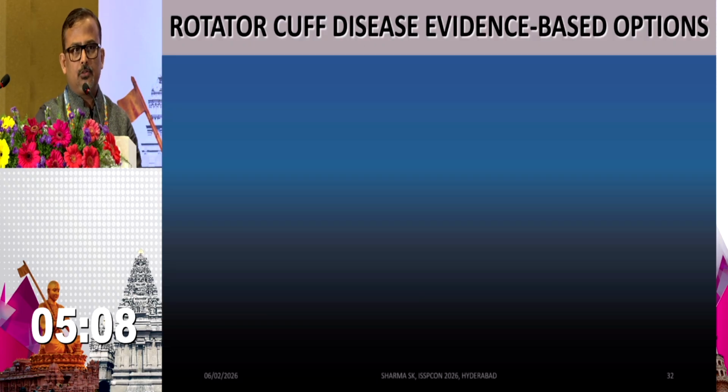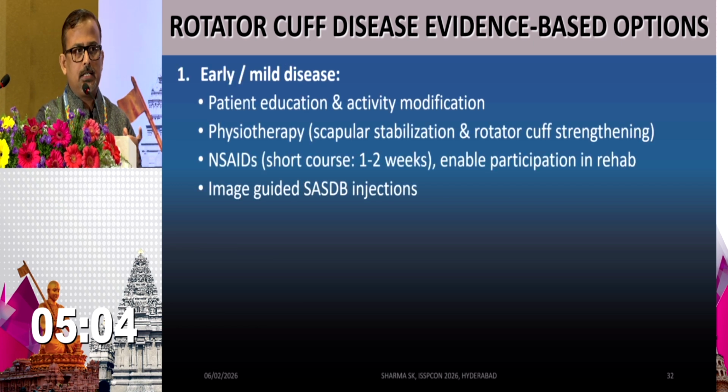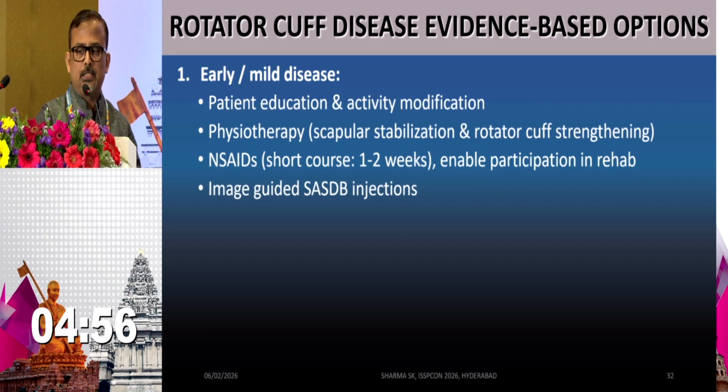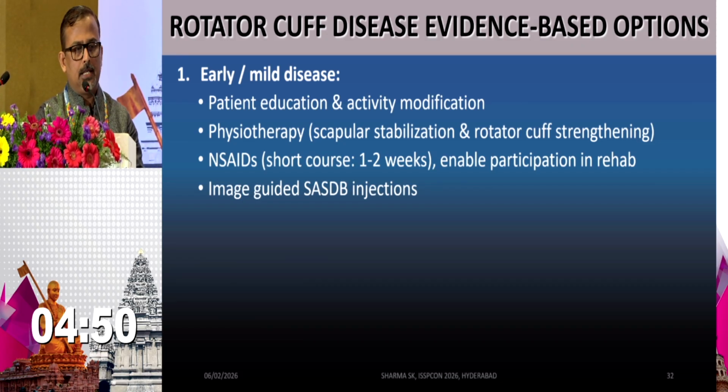So I have divided into the common ones. If it's a rotator cuff, the most important and strongest evidence is for patient education and physiotherapy, where you have scapular stabilization and rotator cuff strengthening, which is basically a type of AAROM, meaning assisted active range of motion exercises, followed by loading and then rehabilitation, where the patient repeatedly and in a structured pattern comes to functional activity.